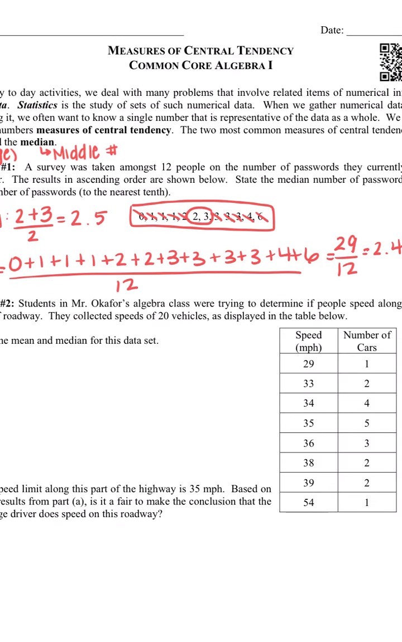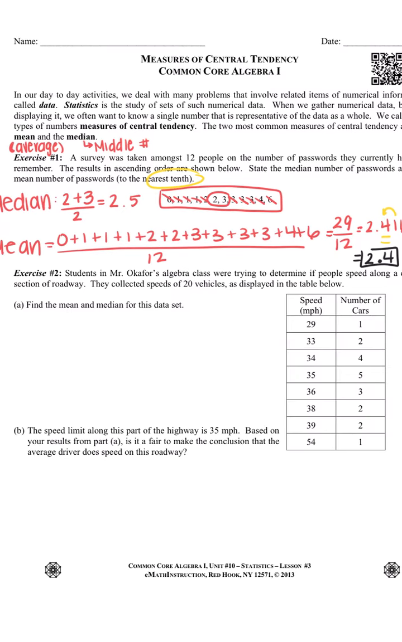2.416. But remember, it said to the nearest 10th. So the 10th place is just one decimal. So since a 1 comes after the 4, I'm not going to round up. I'm just going to leave it 2.4. So our median number of passwords is 2.5, whereas our mean is 2.4.